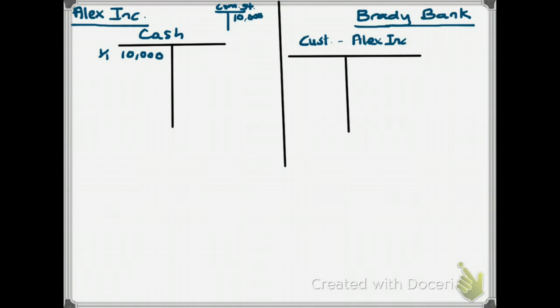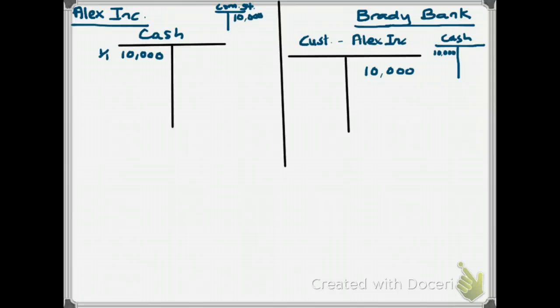And Brady Bank, now remember, this is what Brady Bank would do for the transaction of us depositing $10,000. What Brady Bank would do is they would debit their cash account for $10,000 because they just received cash from us for $10,000, and then they would credit our account, our customer account, which they would show as a customer, and we are Alex Inc.